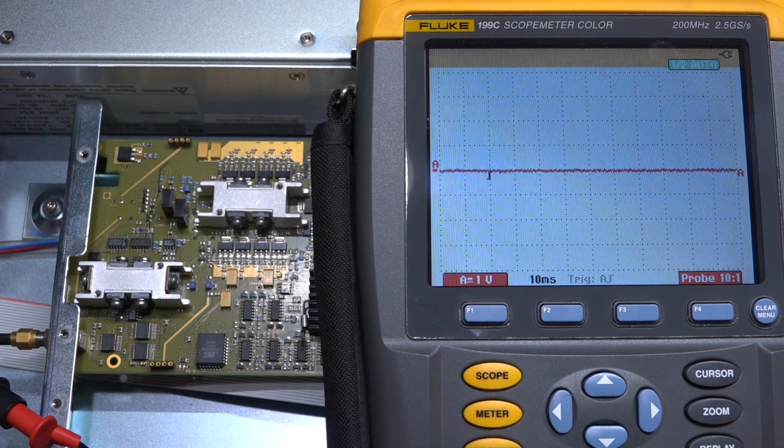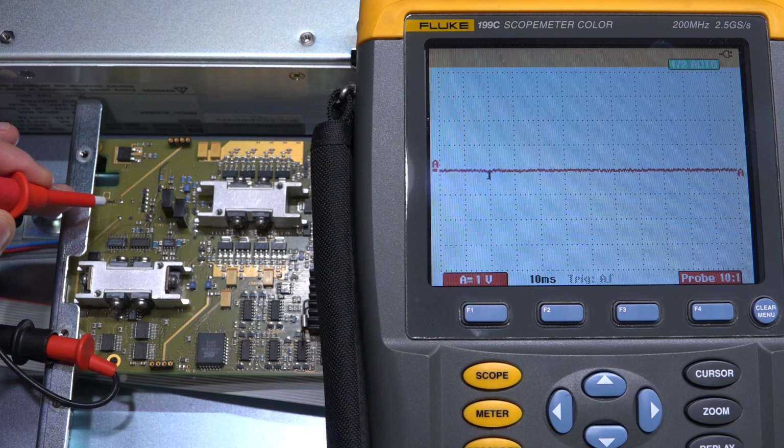So let's go ahead and measure the pins that are supposed to actually switch the relay and see if they are present. So the other two remaining pins have to be for energizing the relay. Let's try this one.